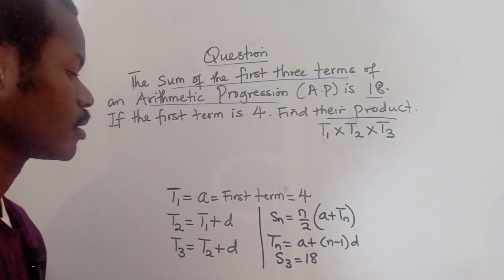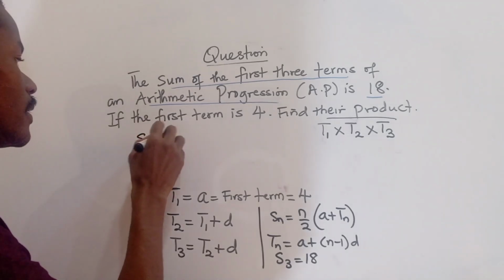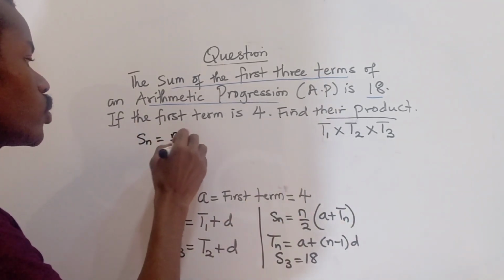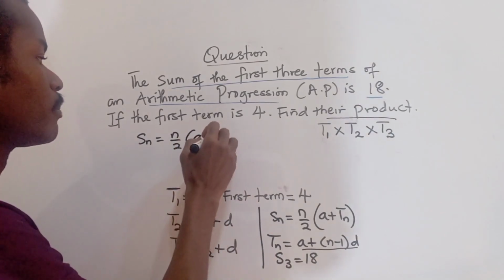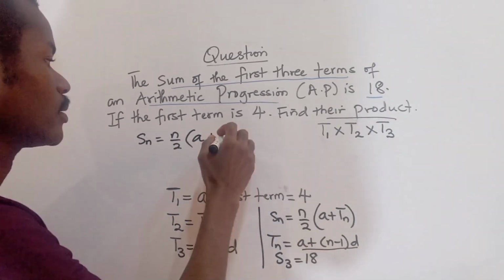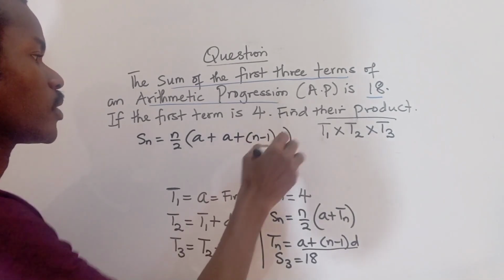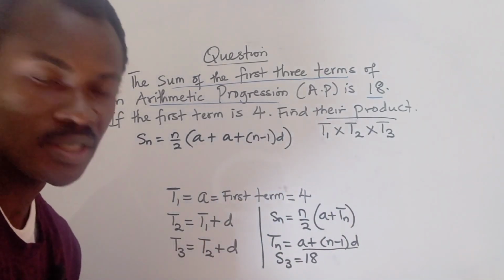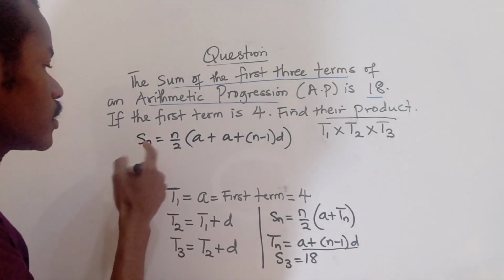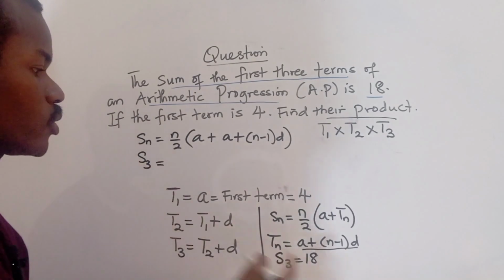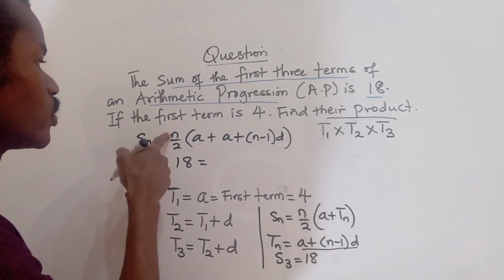Alright. So now let's see what we can do with that. Our sum of the first three terms is 18. Now remember, we can write this as Sn equals n over 2, and in place of Tn let's write all this. So we have a plus n minus 1 d. Our goal is to find the common difference there. So let's find it by substituting. We have our S3, which is equal to 18. And in place of n we are going to put 3.